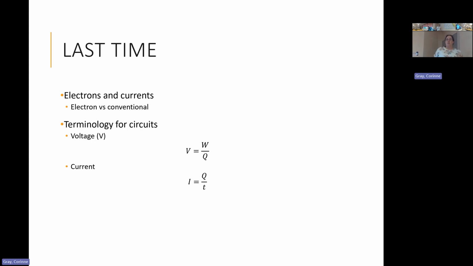We mentioned resistance. We didn't talk about calculating it, but it is something that belongs to the material itself, or we're going to be given primarily a value that we're able to use. Any questions from last time?